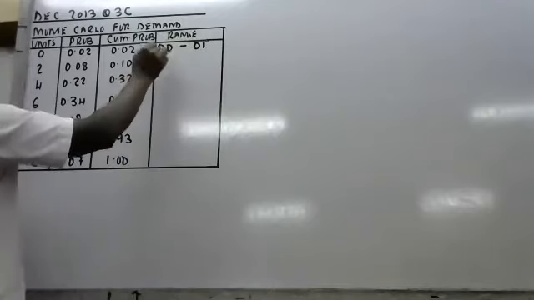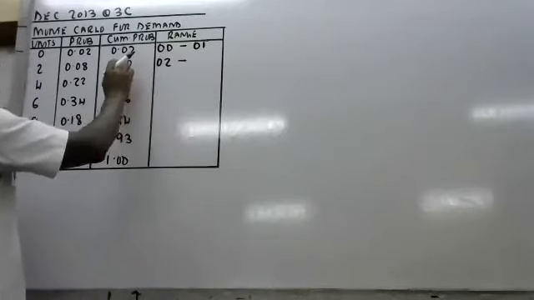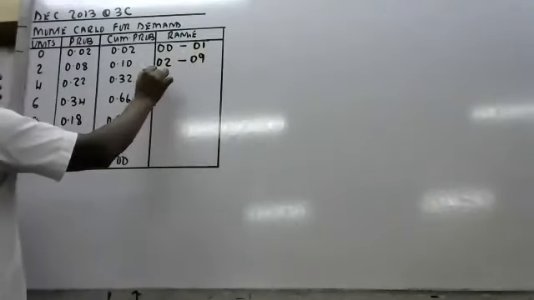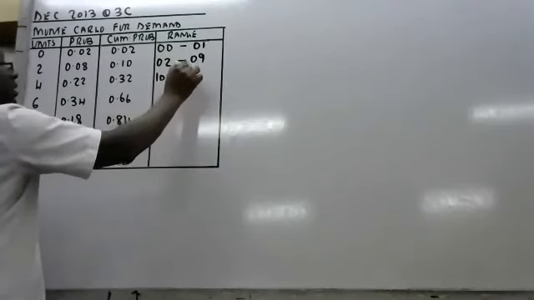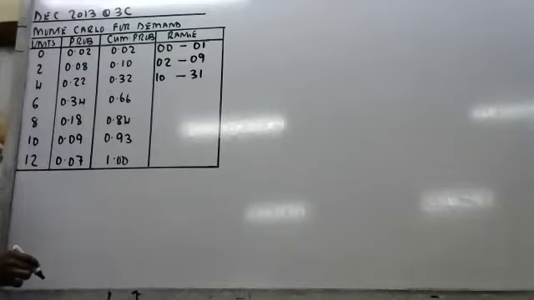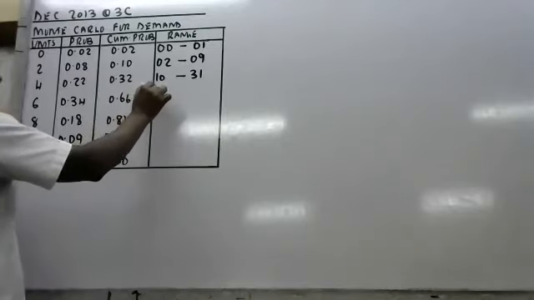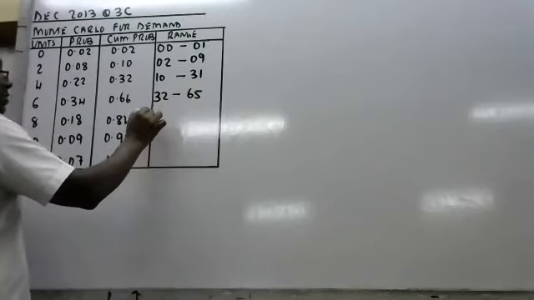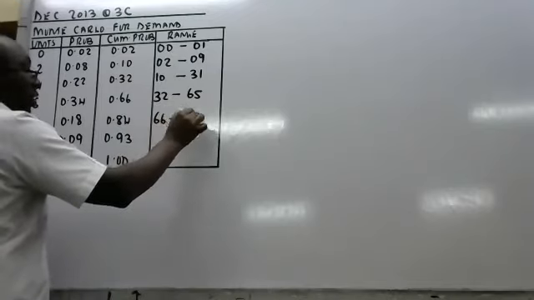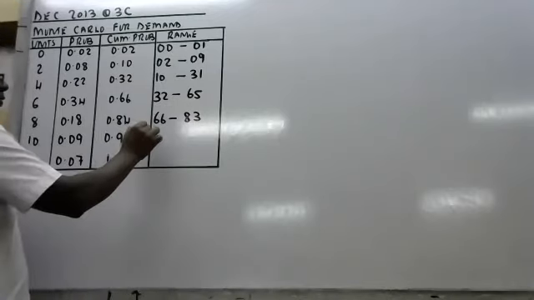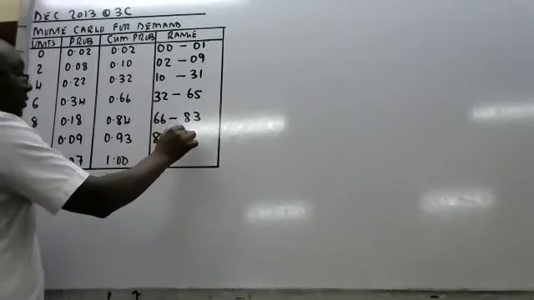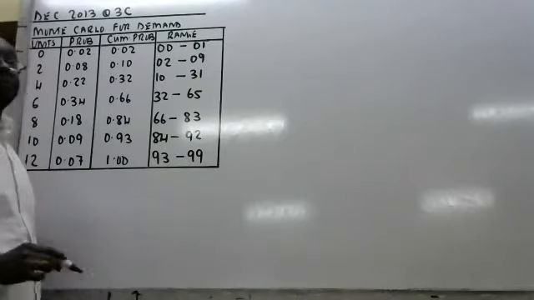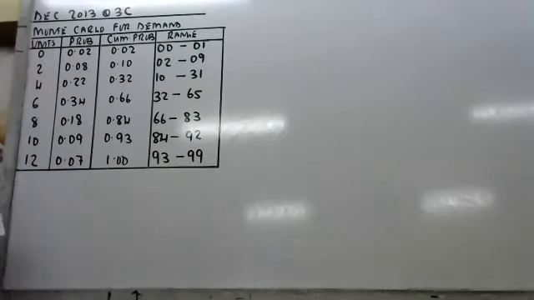Then you pick from 02 to stop at this whole number less 1, that would be 09. The next is 10, all the way to that 32 less 1, which is 31. Then the next one is that 32 to go to this less 1, 65. Then 66, you go all the way to 83. Then from 83, you go to 84 up to 92, then 93 up to 99.